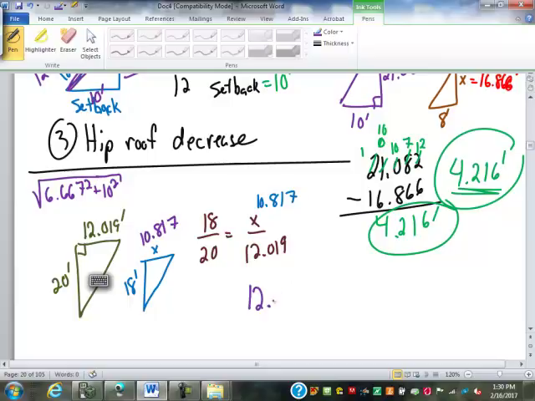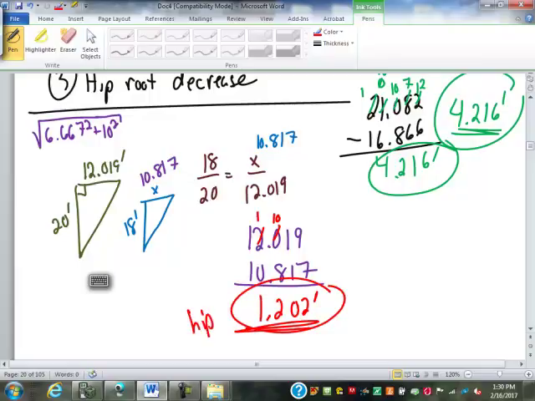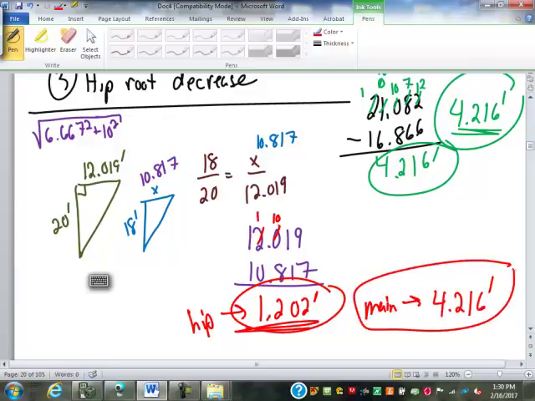So our decrease, 12.019 minus 10.817, 1.202 feet. So this is on the hip side. We've got a decrease of 1.202 feet. On the main roof side, or the common side, 4.216 feet. What do you think? Loads of fun?